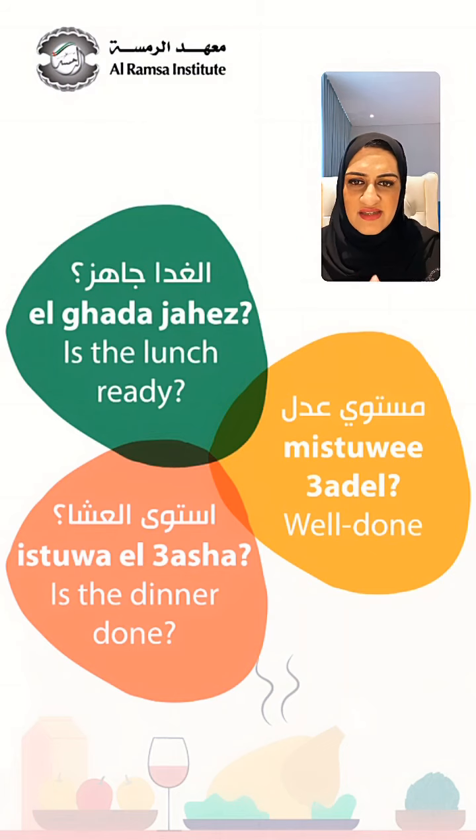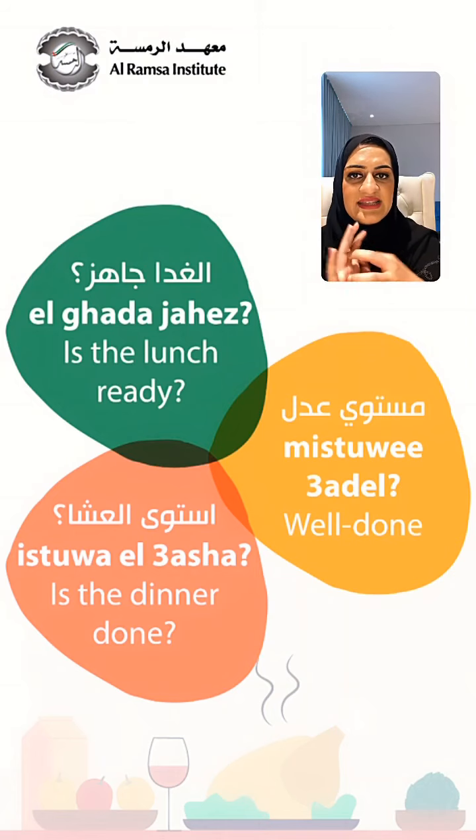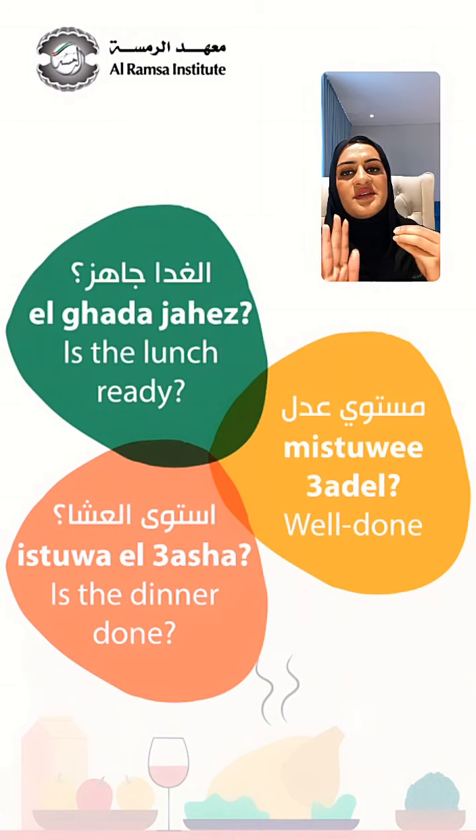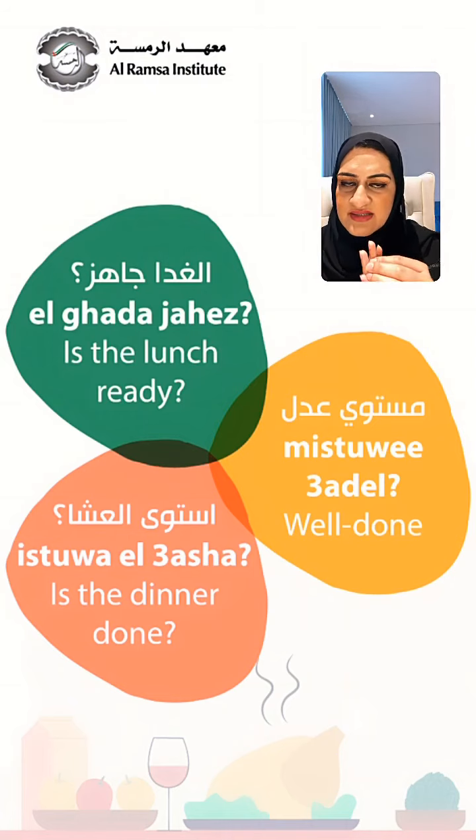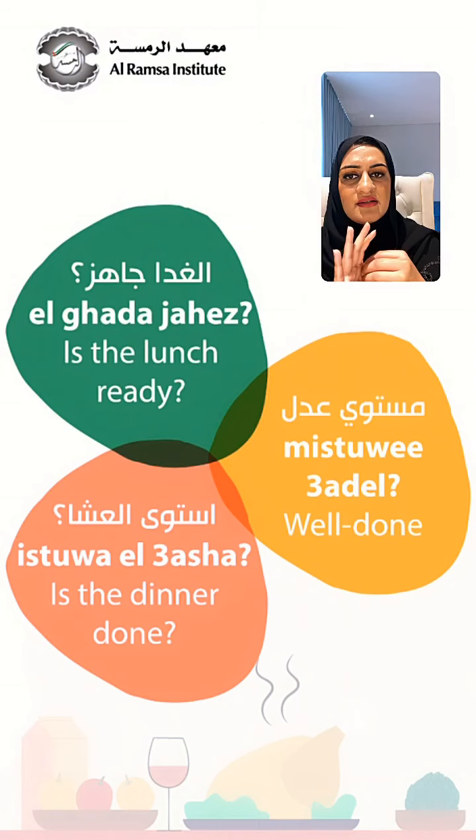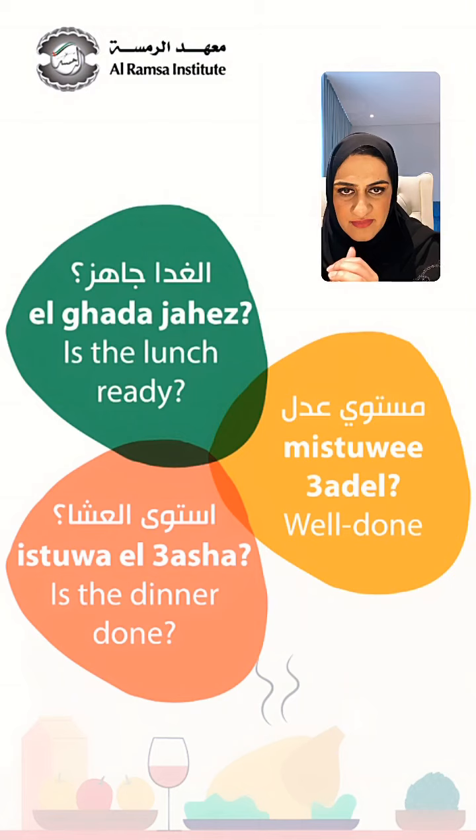This is the slide, I think before the last. So if you want to say, is the lunch ready? All you need to say is the name of the meal, الغدا جاهز. Or البرياني جاهز, المكبوس جاهز, الدياي جاهز. So جاهز means ready. Basically we're saying the name of the dish and the word ready.